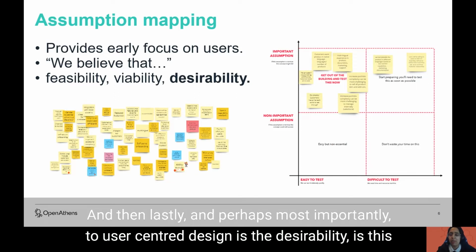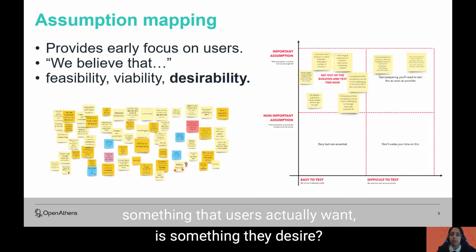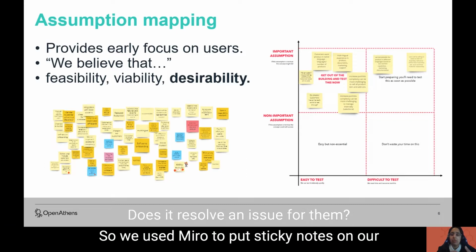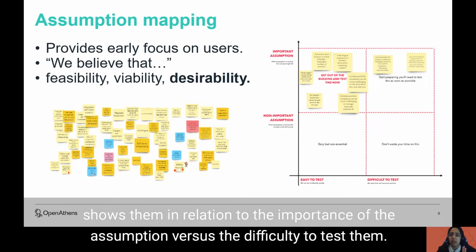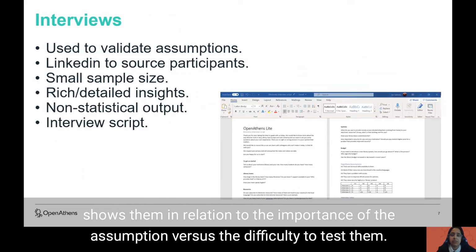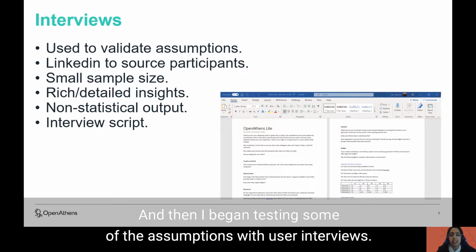And then lastly, and perhaps most importantly to user-centered design, is the desirability. Is this something that users actually want? Is this something they desire? Does it resolve an issue for them? So we used Miro to put sticky notes on our assumptions down, and we then put them on a matrix which shows them in relation to the importance of the assumption versus the difficulty to test them. And then I began testing some of the assumptions with user interviews.